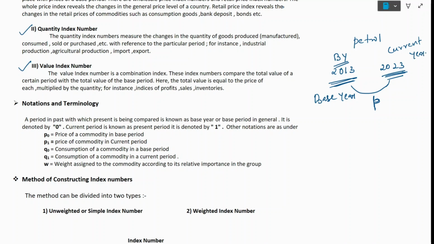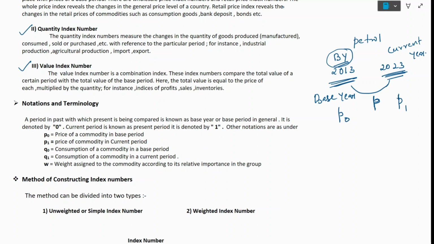Current year. If you are comparing 2013 with 2023, we are taking 2013 as the base. Therefore, the price is denoted by P0, and the current year price is always denoted by P1.